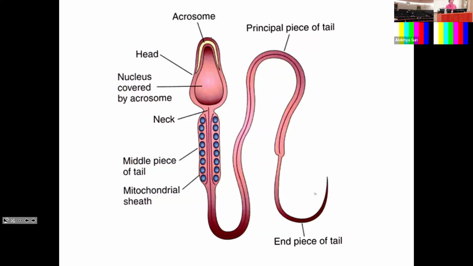And then we have the acrosome. The acrosome is the cavity that provides enzymes that will help the sperm get through a bunch of cells and get to the oocyte. We will see it in the next slide.